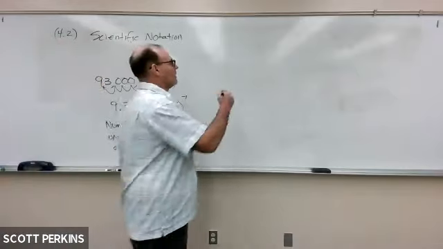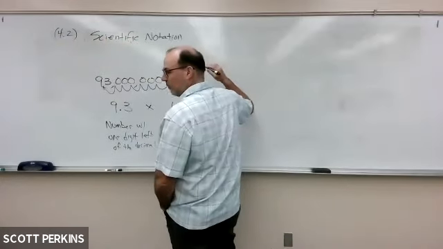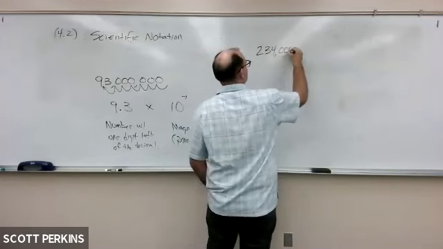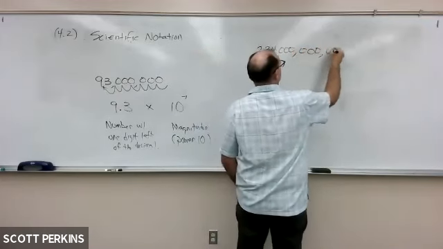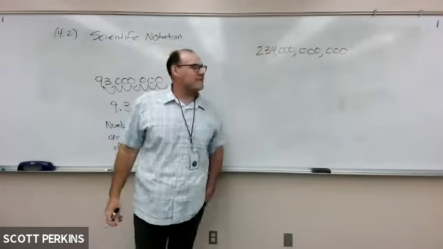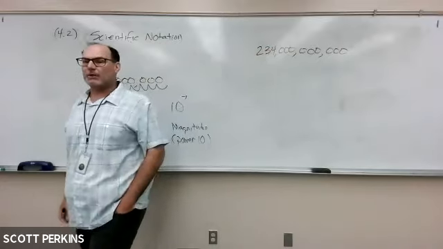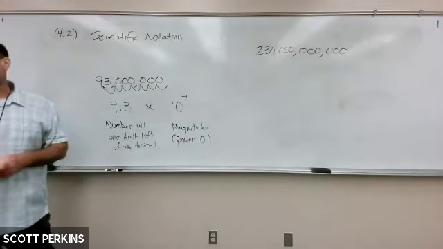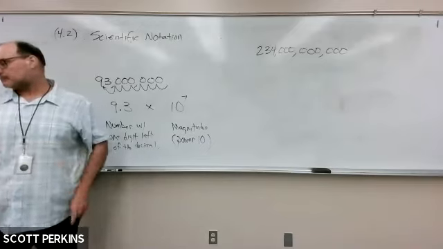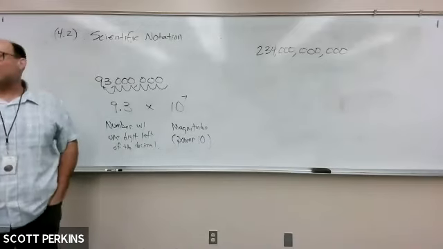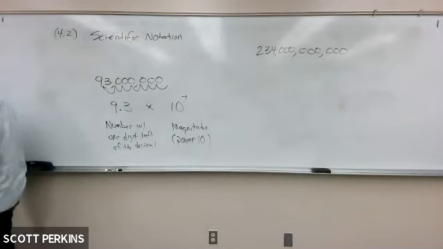Here is a number: 234 billion, like the national debt or something. Lots of zeros. 234, and then there's 9 zeros after it, if you're writing that down. 234 billion. So I would please like you to write 234 billion in scientific notation.